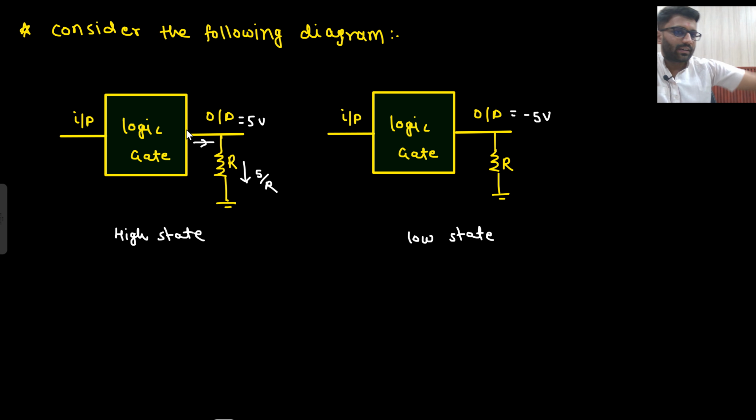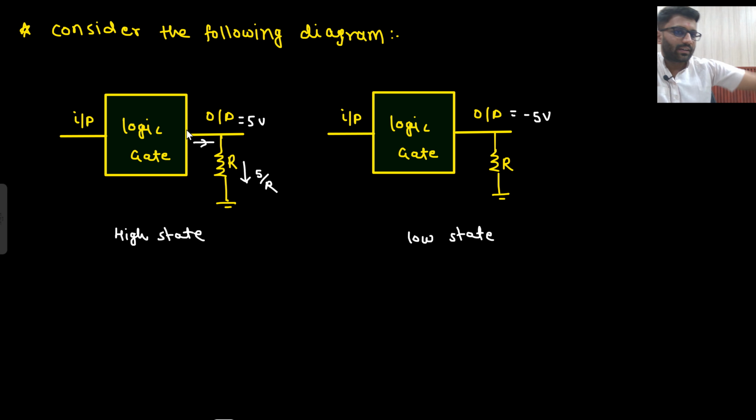So what did you understand here? Output current in high state: in high state, output sources the current.